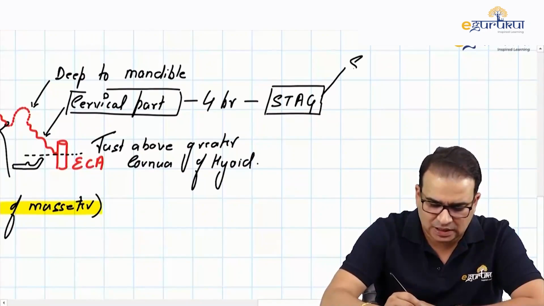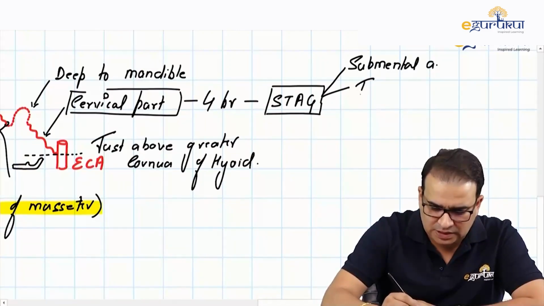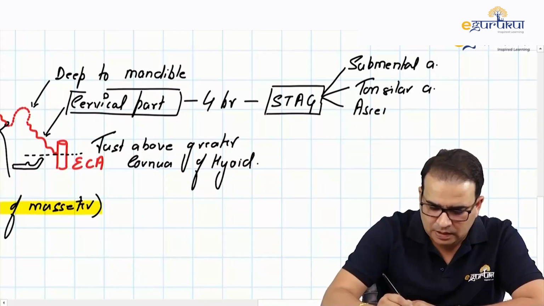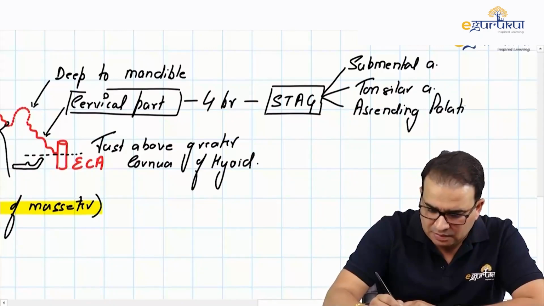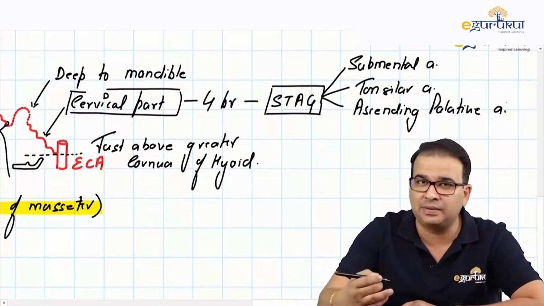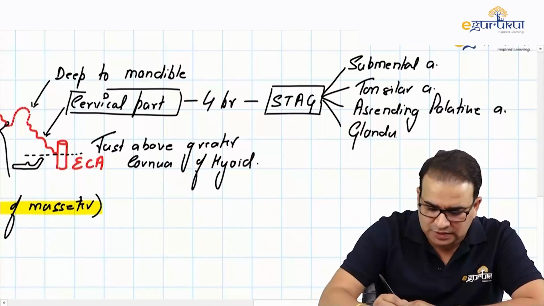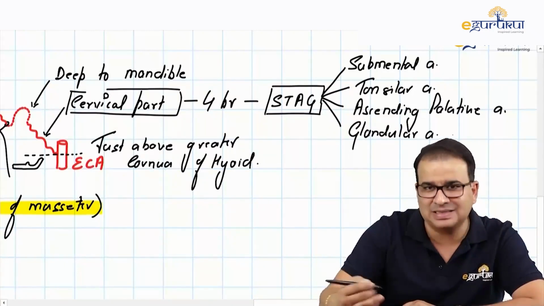S is for submental artery. T is for tonsillar artery, which supplies the palatine tonsil. A for ascending palatine. Be careful, it's ascending palatine and not ascending pharyngeal. Ascending pharyngeal was the direct branch of the external carotid. And G stands for the glandular artery, which supplies the submandibular gland.